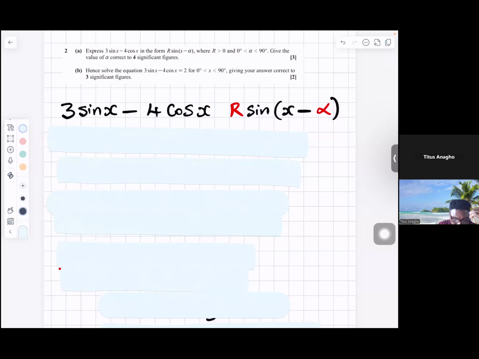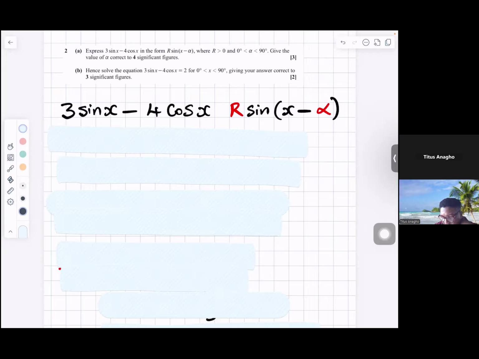Question number 2. Express 3 sine x minus 4 cos x in the form r sine (x minus alpha), where r is greater than 0. Give the value of alpha correct to 4 significant figures.